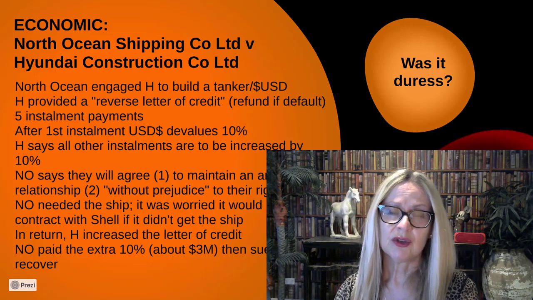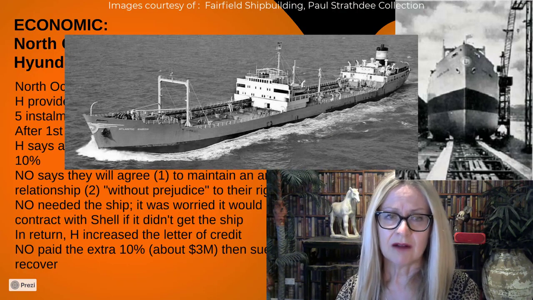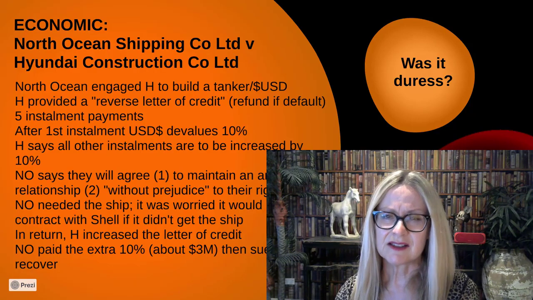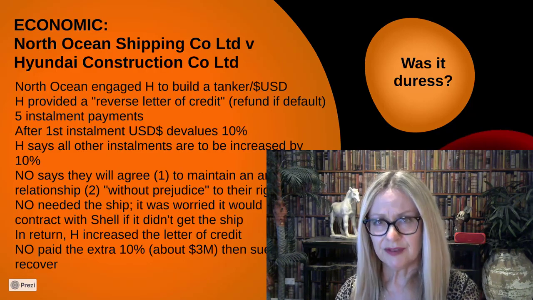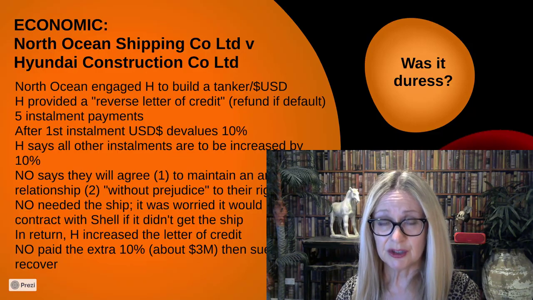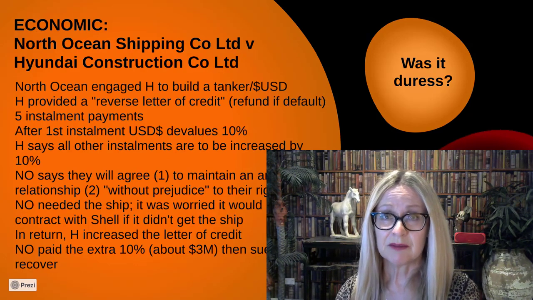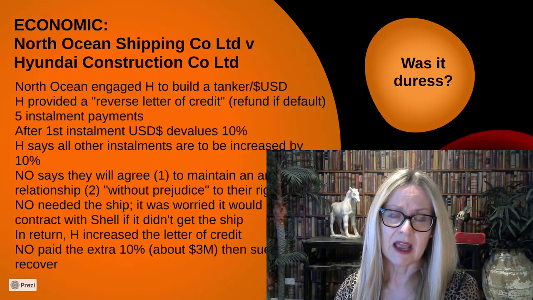And what we had here was North Ocean contracting with Hyundai. Hyundai was going to build this very large tanker called the Atlantic Baron, worth many millions of dollars, as you can imagine. Under this agreement, Hyundai provided a reverse letter of credit. And what is that exactly, you're asking? It's essentially a form of security, and Hyundai gave it to North Ocean as comfort that if Hyundai happened to default in the terms of the agreement, North Ocean could take this reverse letter of credit to their bank, and they could say, please pay us back all of the payments that we've made under this contract. So it was basically like a refund letter, I guess you'd call it. It gave the parties comfort that the right thing would be done.